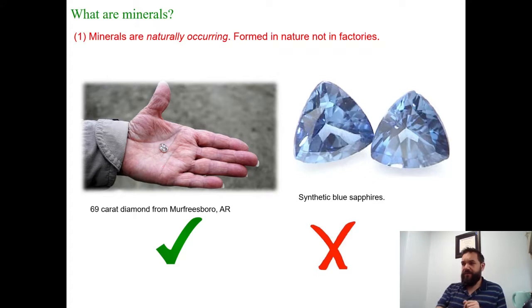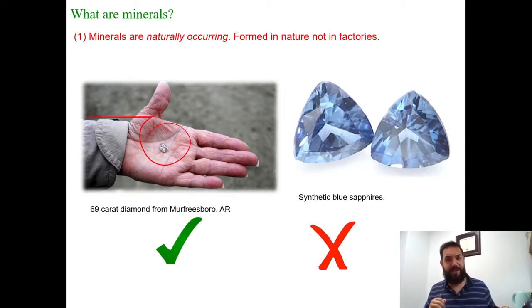So this nice big 69-carat diamond from Murfreesboro, Arkansas, one of the few places in America where you can find real natural diamonds. And by the way, if you're ever going through Arkansas, you can stop there and dig for diamonds all by yourself, and people find them. It's kind of interesting. I've never done it, but I know a lot of people that have. So anyway, sometimes you get lucky. You can find big diamonds like that. But these synthetic blue sapphires you see up there, we don't call that a mineral because it's synthetic.